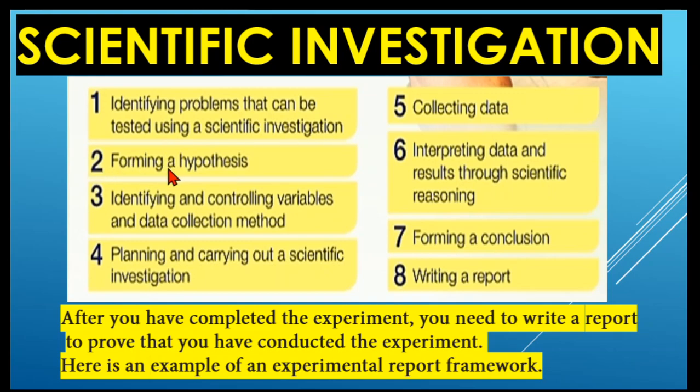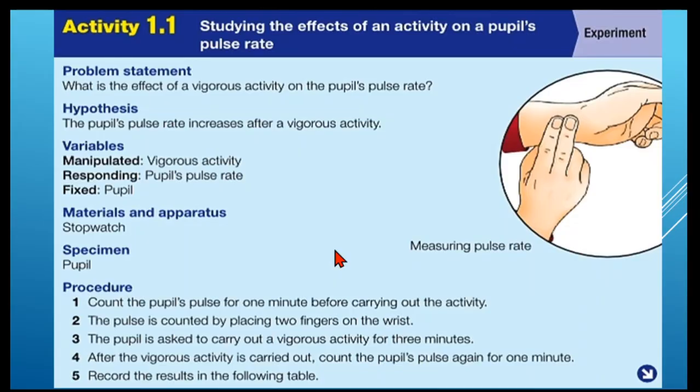Second one is forming a hypothesis. Third one is identify the variables and also controlling the variables. And then you plan the experiment, carry out also the experiment. After that, you collect the data, interpret the data. After that, forming a conclusion, write a report. Okay? So report itu sebenarnya kenapa perlu report? Supaya sebagai bukti bahawa kamu sudah conduct the experiment. Begitulah, kan? So this is the report framework.